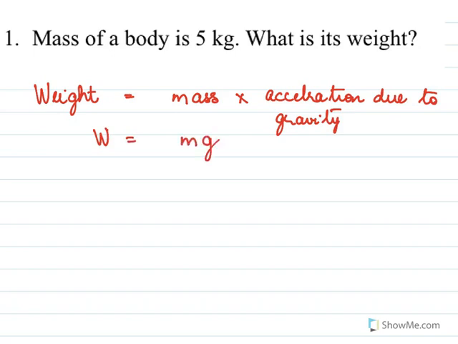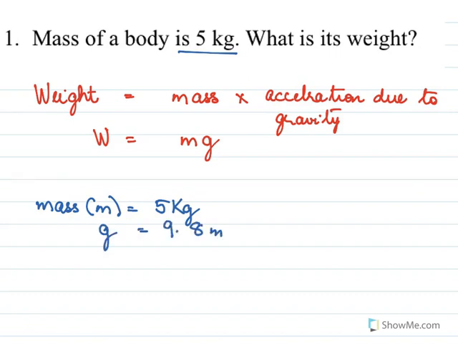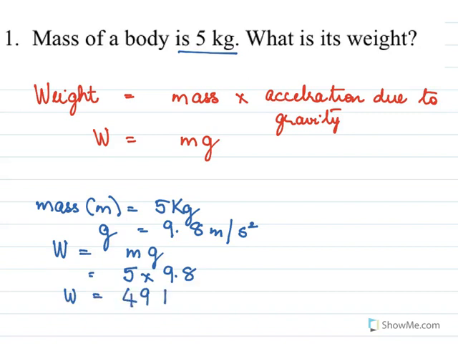Now in this, the mass of a body is 5 kg. So we have mass, which we write as M = 5 kg. And the acceleration, if it is not given to you, you have to take it as 9.8 meters per second square. So we have weight = M × G. Your M is 5, your G is 9.8, and when you multiply 5 into 9.8, you get 49. And the unit of weight, remember, is newtons, so it's 49 newtons.